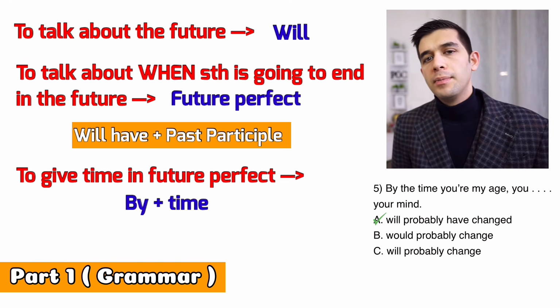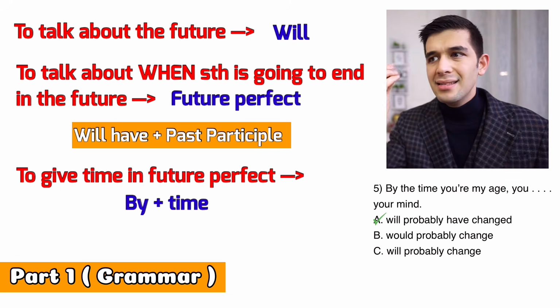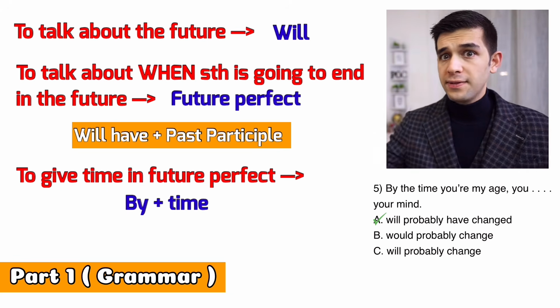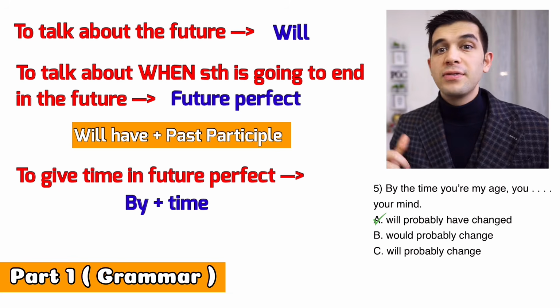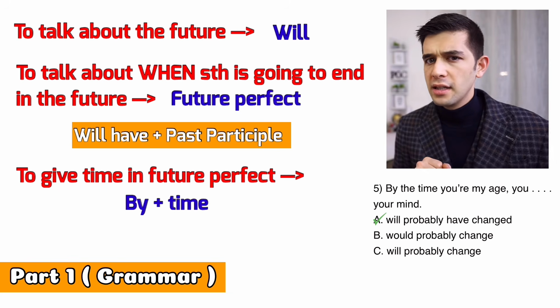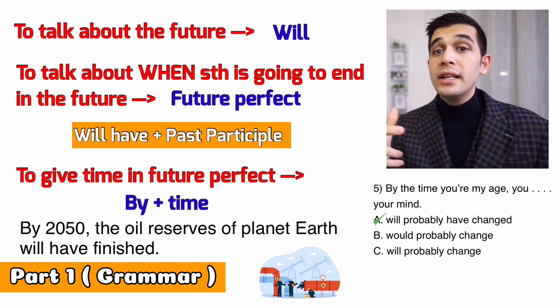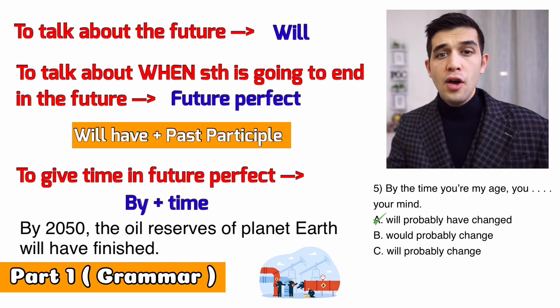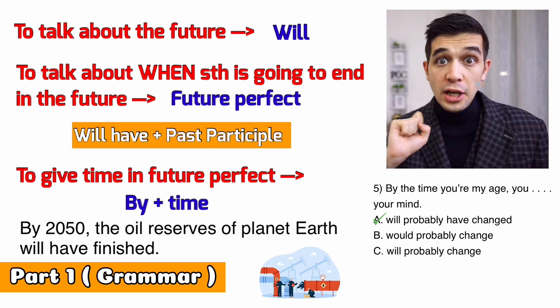Let me give you an example. If you want to say that the oil of planet Earth is going to finish in 2050, you can use future perfect in this way. By 2050, the oil reserves of planet Earth will have finished.